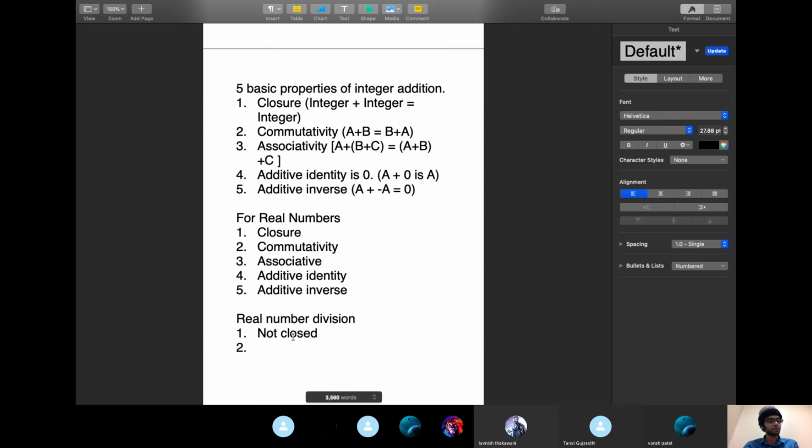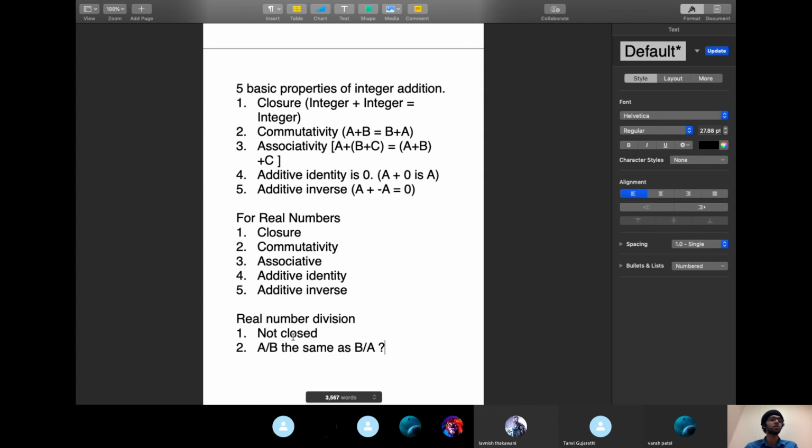What about commutativity? If I have two real numbers a and b, is a divided by b the same as b divided by a? Any number multiplied by 0 is 0, but any number divided by 0 is not 0.